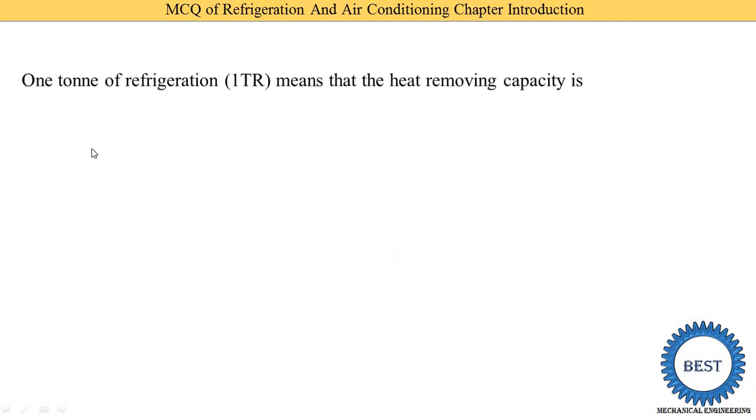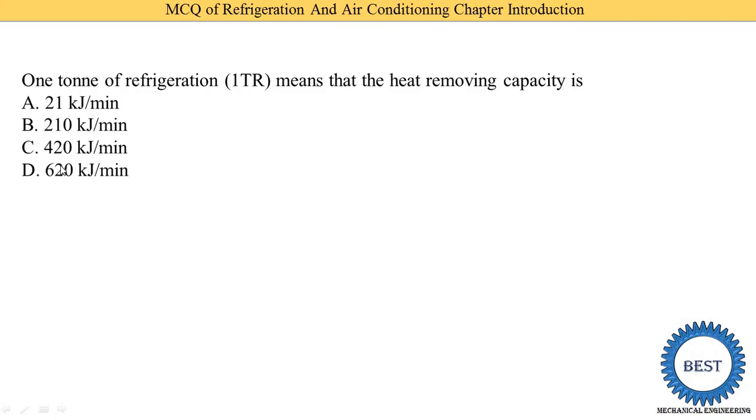Now next, 1 ton of refrigeration, it is in short written as 1 TR, means that heat removing capacity is option A 21 kilojoule per minute, option B 210 kilojoule per minute, option C 420 kilojoule per minute, and D is 620 kilojoule per minute.